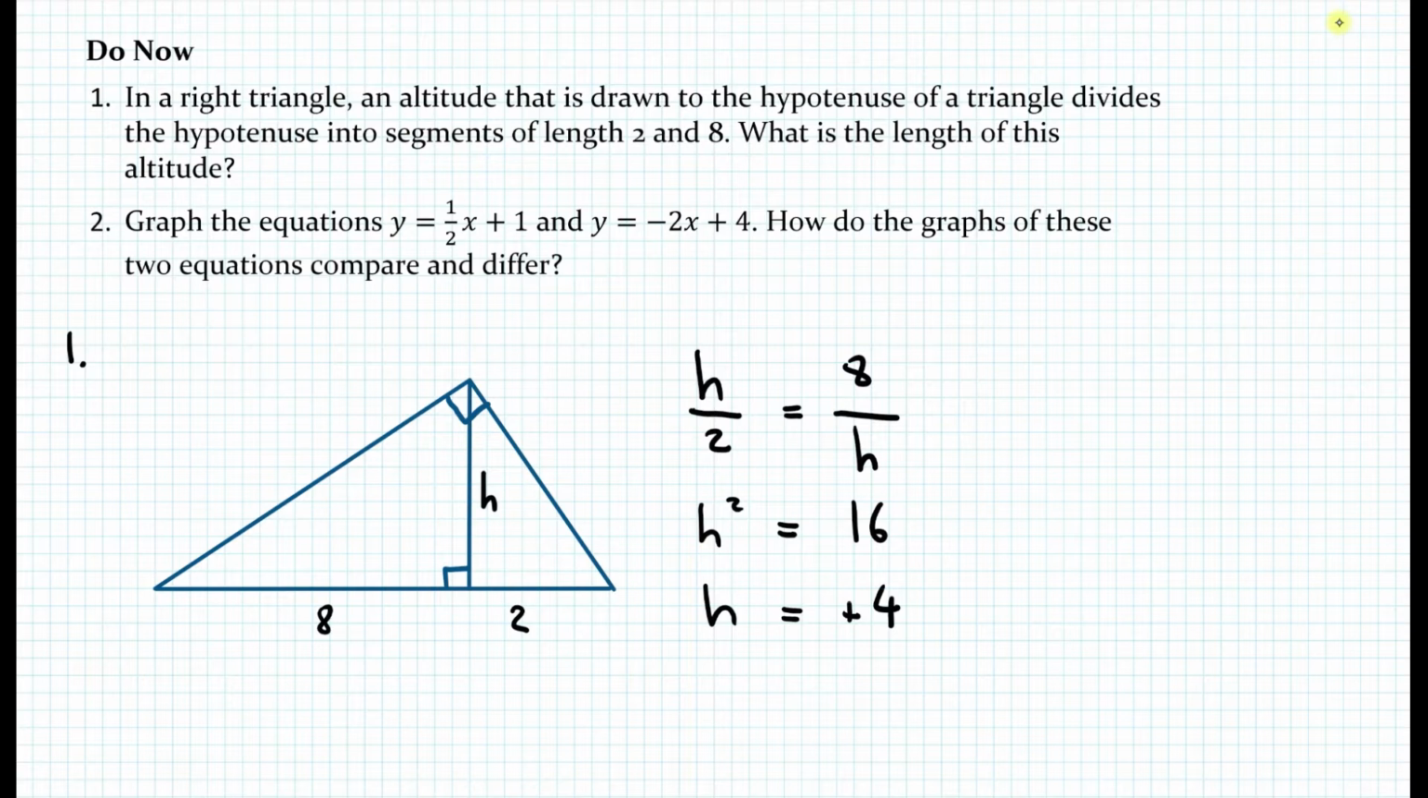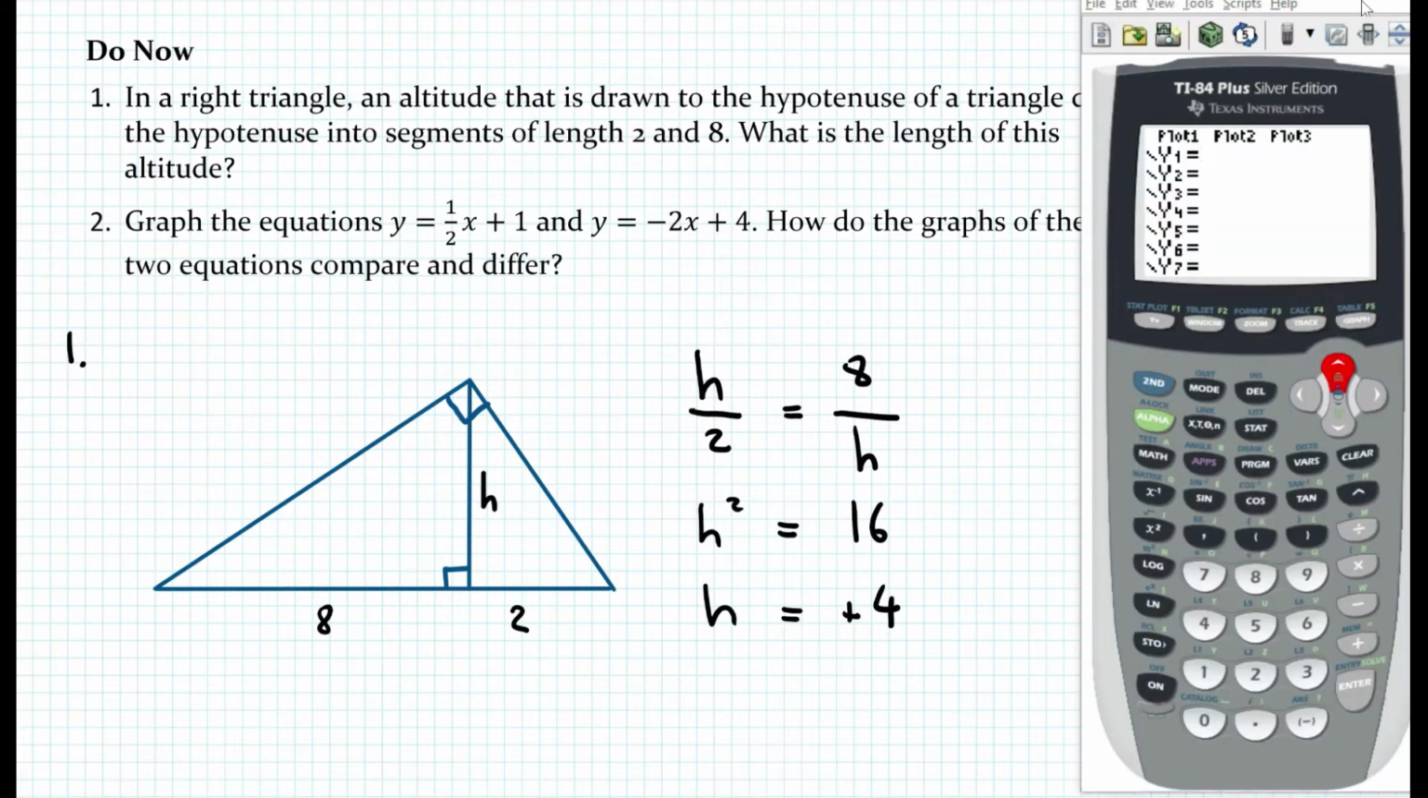Now for the second question, we want to graph these two equations here. So here we have our TI-84 Plus. Obviously, you can also use the TI-83. Let's input the equation. The first equation is half x. So we write in parentheses 1/2, close parentheses, then write x plus 1.